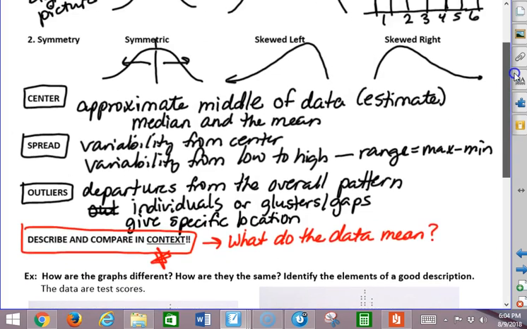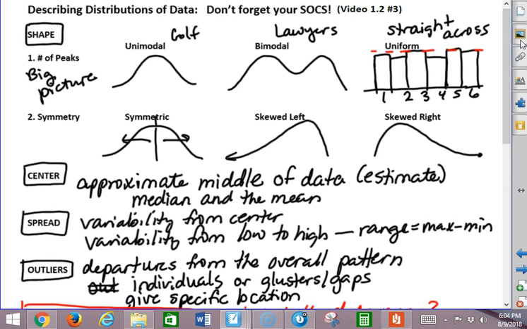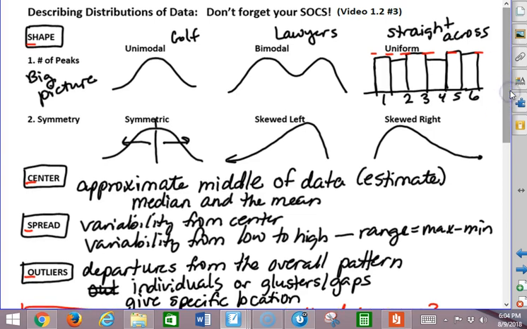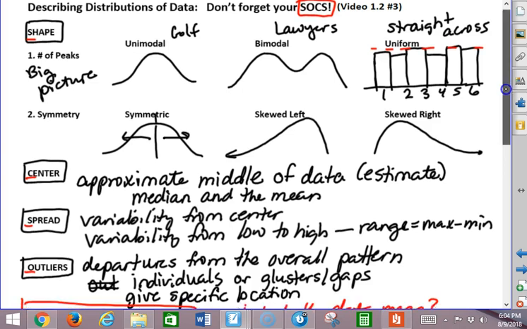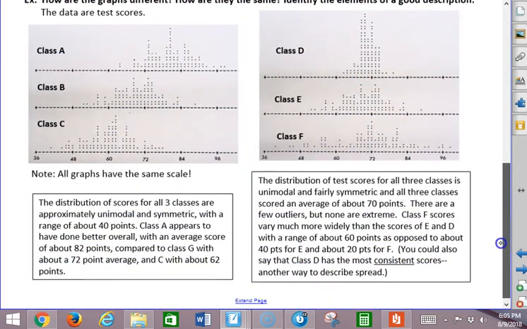Now notice that we have shape, center, spread, and outliers. And that's usually the order that I like to talk about them when I'm writing a paragraph about a graph. I like to start out with shape, then center, then spread, then outliers. But we have an acronym, SOCS, that helps you to remember the two S words, shape and spread. The O is the outliers, the C is the center. So if you're trying to remember those four things, that's a good acronym to help you remember.